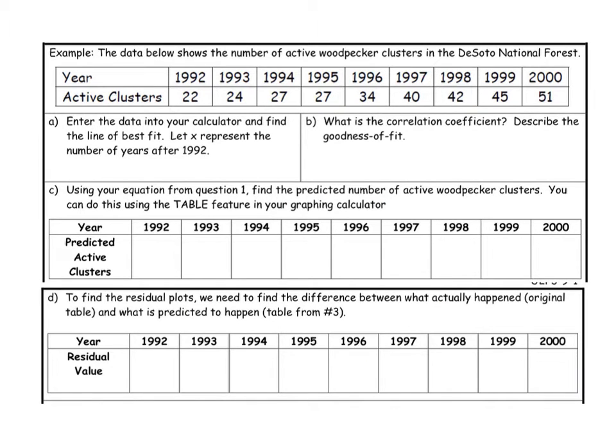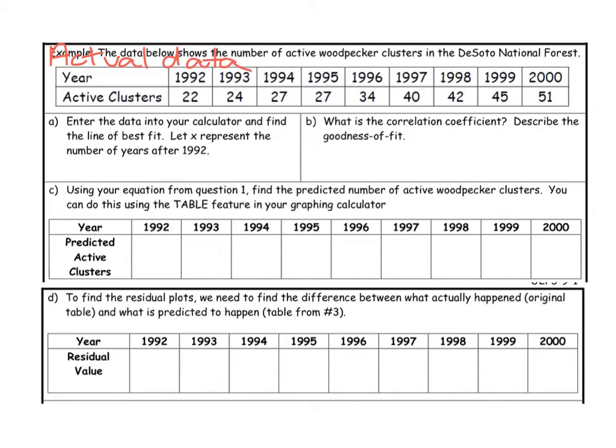In this example, the data below shows the number of active woodpecker clusters in the DeSoto National Forest. This is what we're going to call our actual data. I'm going to write that up here. This is what actually happened when they were looking for the woodpecker clusters in the DeSoto National Forest.